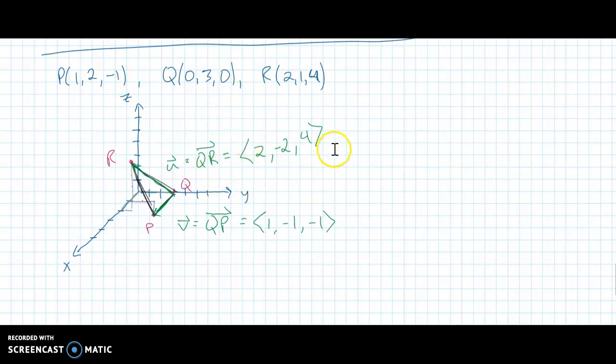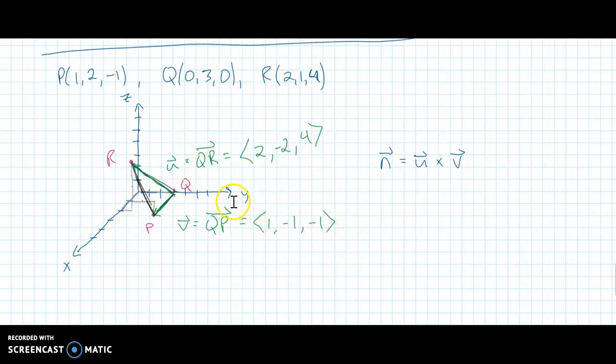Okay, so now what I'm going to do is my normal vector, n, is U crossed with V. Why is that? Remember, what does a cross product do? A cross product gives me a vector that is perpendicular to two things. Well, U is a vector that's in this plane. V is also a vector that's in this plane. So if I cross these, I'm going to get a vector that is perpendicular to both of these.